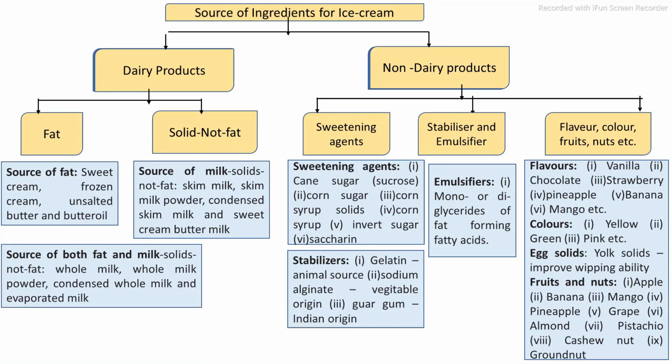Dear friends, proper selection of ingredients in the proper proportion and preparation of a standardized mix is very important. You can see in this table the details given: the main sources of the ingredients and their categories. Some examples are given in two groups. First, the dairy ingredients, fat and SNF, and second, the non-dairy ingredients, in which the sweetening agent, some additives, along with fruits, nuts, etc.